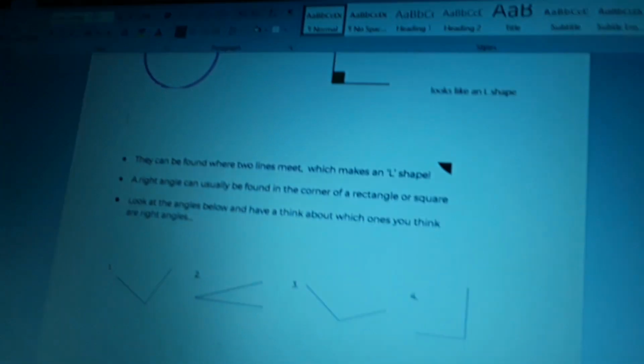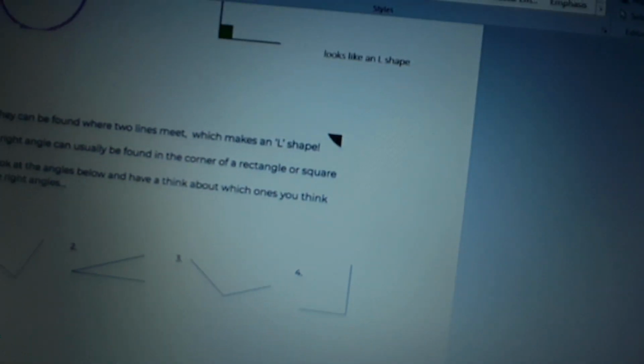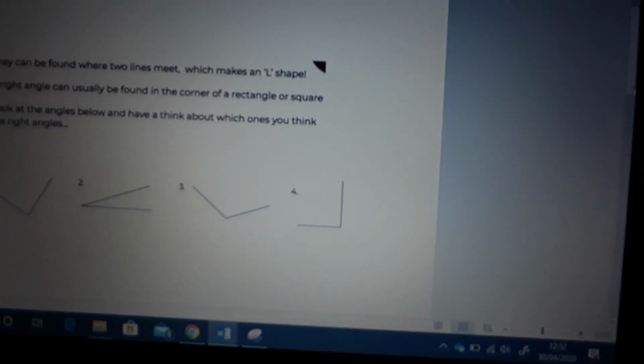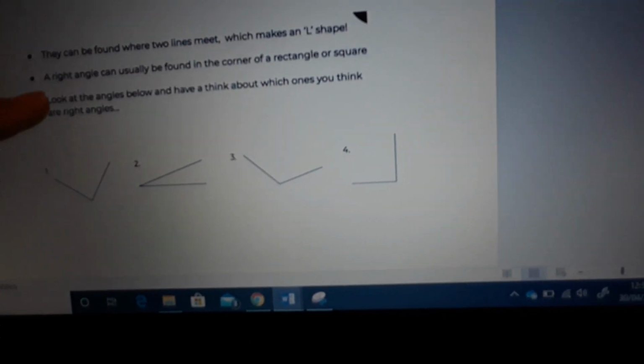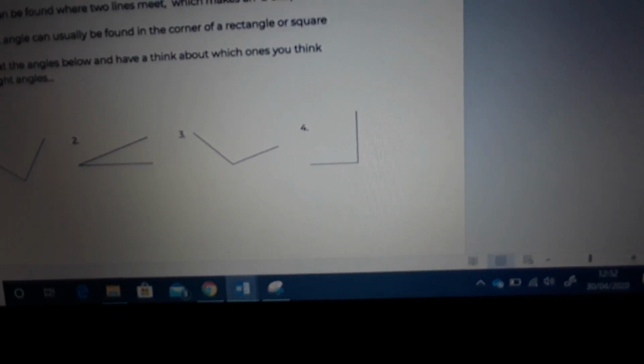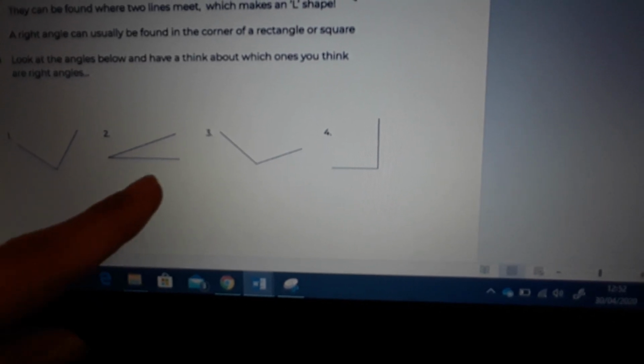I'm just going to move my computer up so you can see some angles. Here we have 4 different angles. It says they can be found where 2 lines meet, which makes an L shape, like the one at the top. A right angle can usually be found in the corner of a rectangle or square. Now look at these angles below. Which ones do you think are right angles?